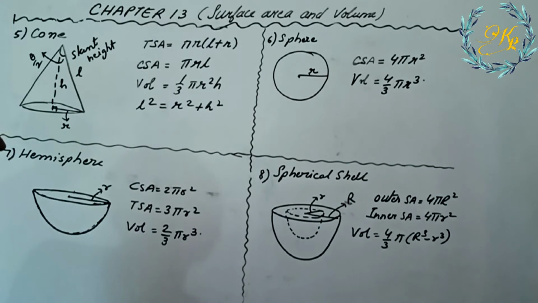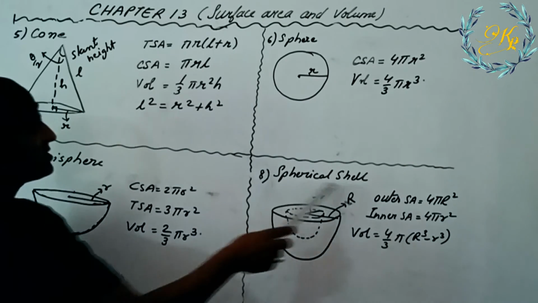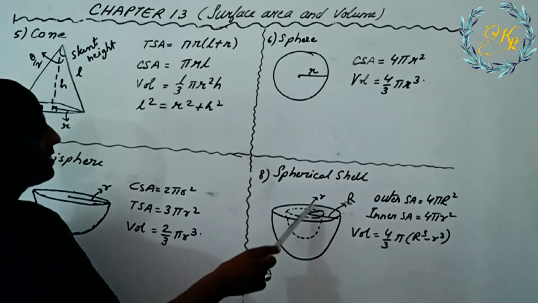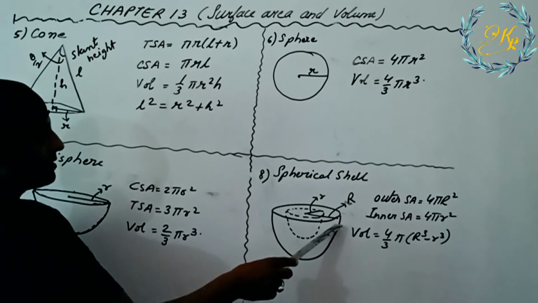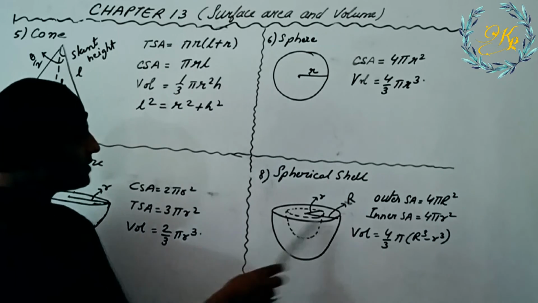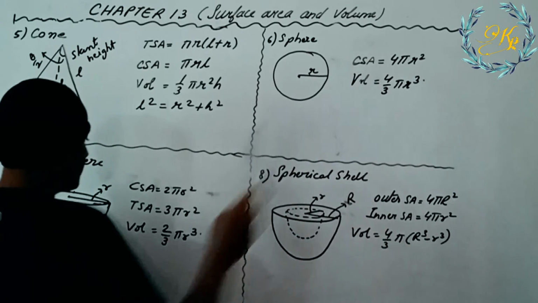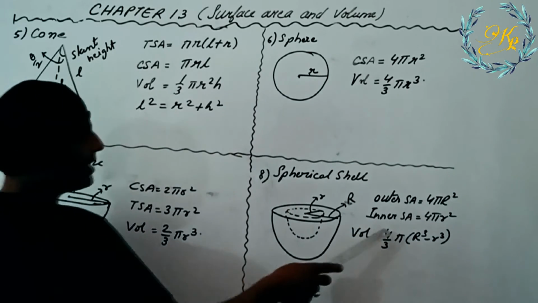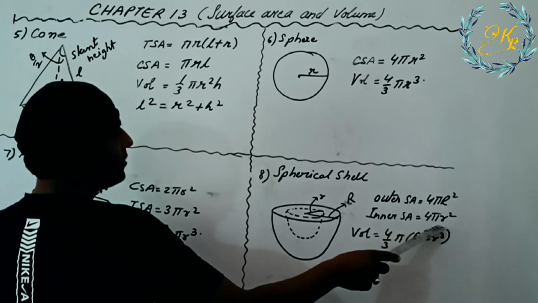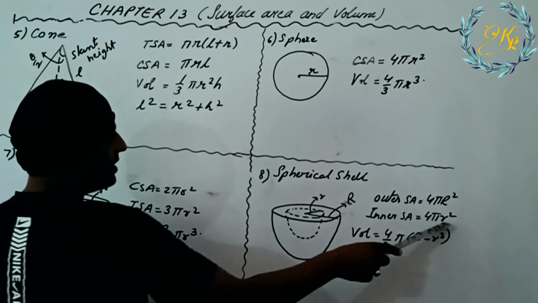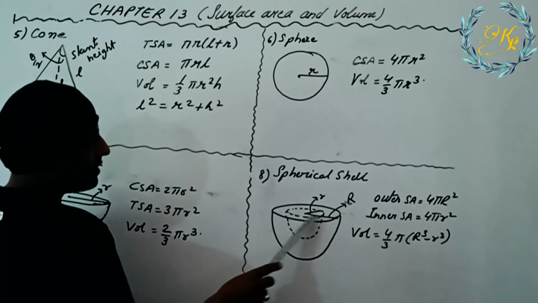Now, many a times we will have objects which will be like a spherical shell. It will have two radiuses, the inner dimension radius and the outer one. If you want to find the outer curved surface area of this, then obviously the formula is 4 pi r square, equivalent to that one. If you want to find the inner surface area, the formula is once again 4 pi, but here you will take the internal radius of it.